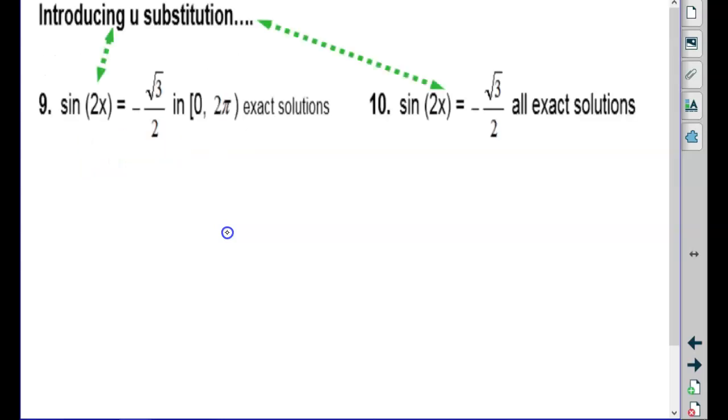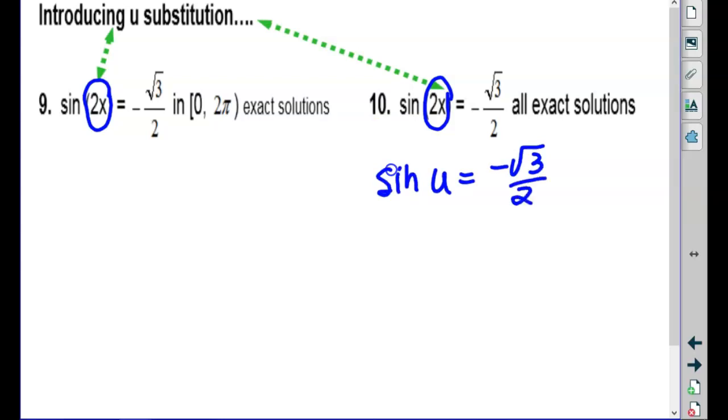All right, this is the new stuff. So wake up. Really important, okay? Stretch, turn your brain on. When you have a function with a number inside of here, we are going to do what we call U substitution. We're going to call this just U for a minute and solve, okay? I'm going to actually start with number 10. So if I substitute a U there, it will say this. And I'm going to solve.